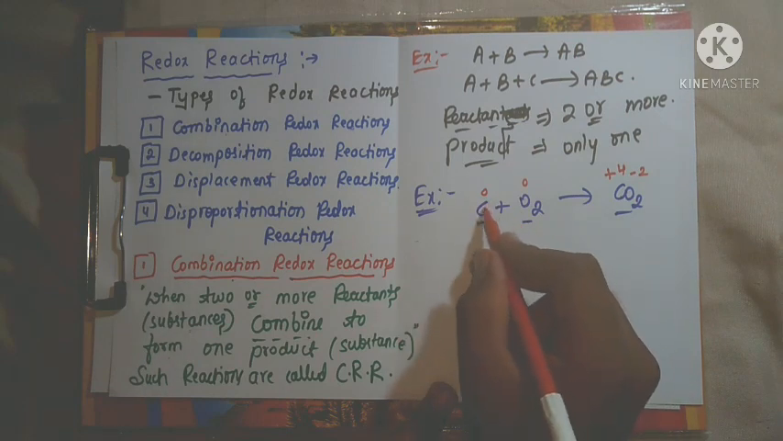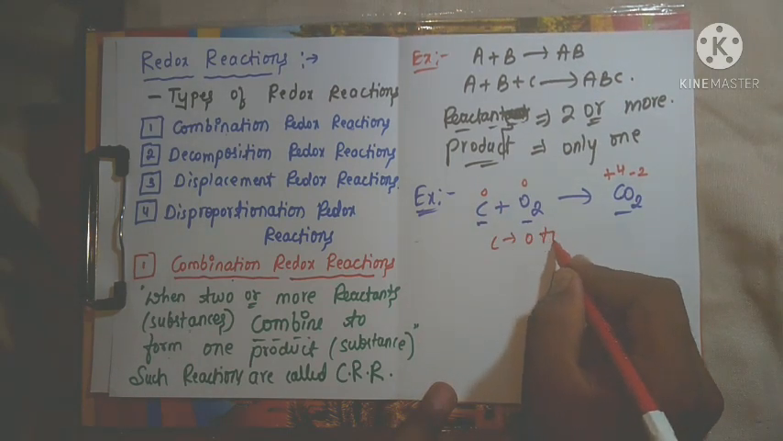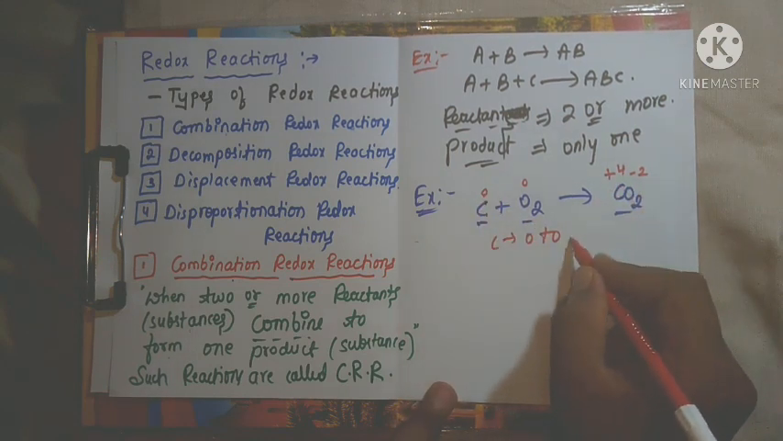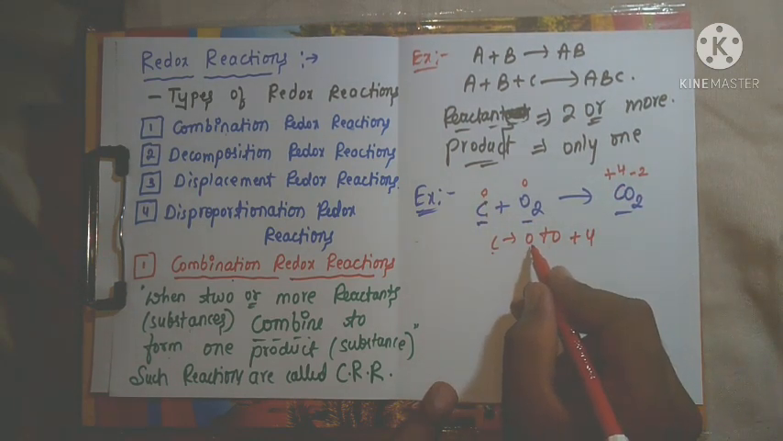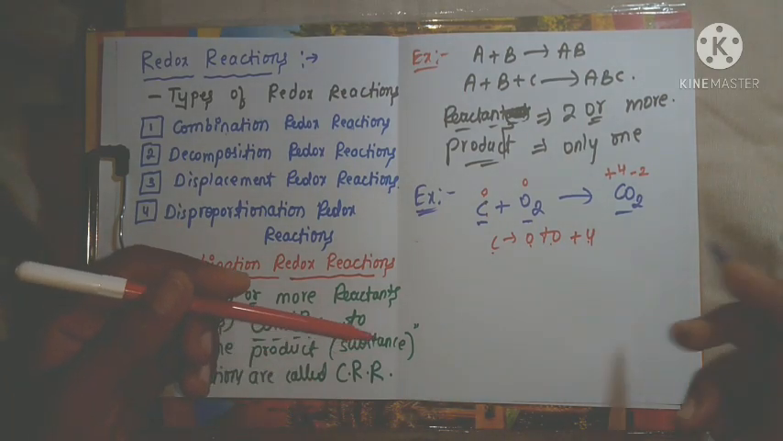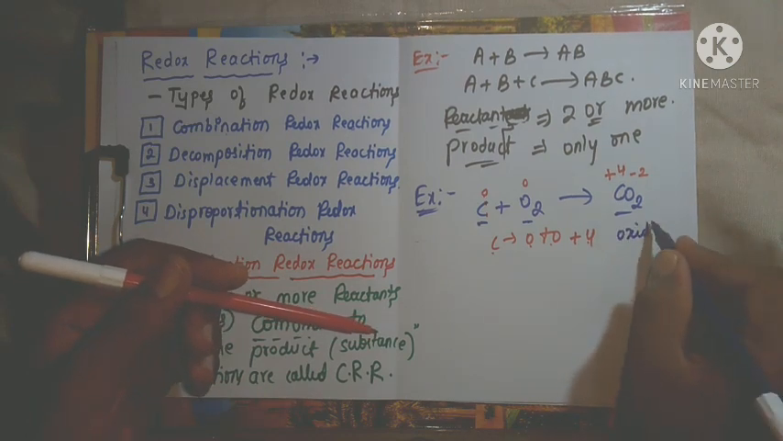Here the carbon oxidation number changes from 0 in the reactant to +4 in the product. That is, carbon's oxidation number changes from 0 to +4, right? The oxidation number is increased, therefore it is called oxidation.